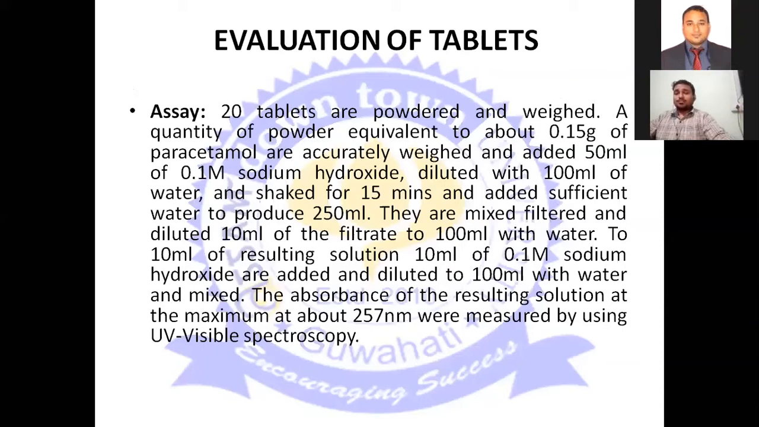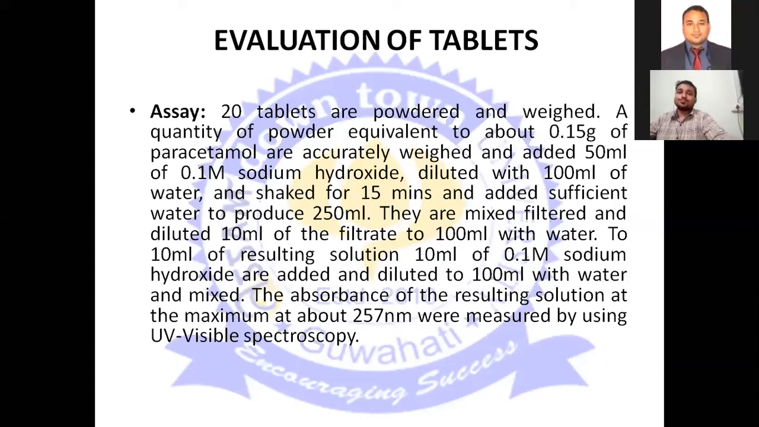In a round bottom flask, we take the 0.15 g of powdered paracetamol tablet, and we take the medium as 15 ml of 0.1 molar sodium hydroxide diluted with 100 ml of water, shake for 15 minutes, and add sufficient water to produce 250 ml. So first we take a 250 ml round bottom flask, then we add the powdered paracetamol tablet, add the sodium hydroxide solution, and make up the volume to 250 ml with water.